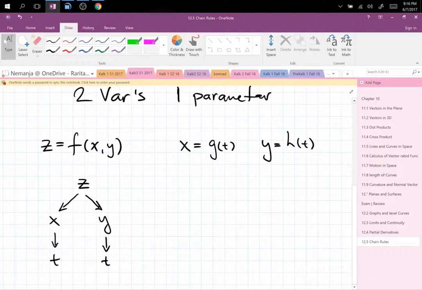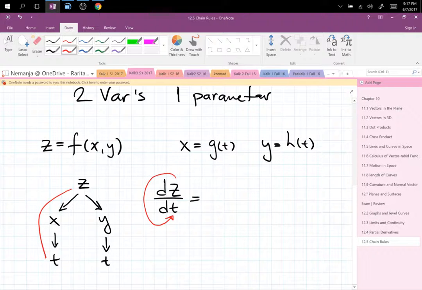So now, what is the derivative? Sorry. Well, the notation will be a little bit tricky, but you'll get used to it. What is the derivative of z with respect to t? Well, this means that you are supposed to travel from z to t down each branch that connects z to t, which is this branch and this branch. Now, actually, I'm going to do the other one blue.